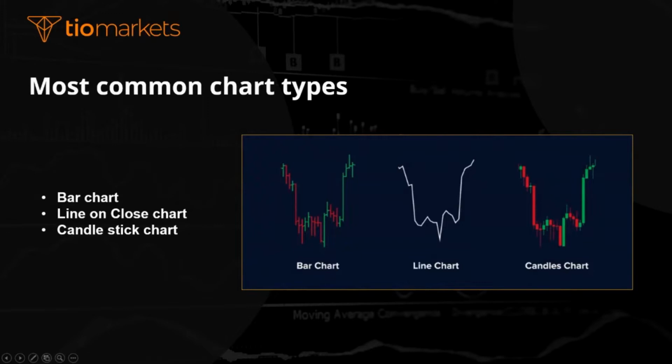Now, the most common chart types are bar chart, line chart, and candlesticks. So basically, they all record roughly the same things. Line chart, or line on close, records only the closing prices. And then you have a bar chart where the closing prices are marked with these little horizontal bars on the right-hand side of the vertical bar. And on the left-hand side, there's a little horizontal bar that signifies the opening price. So the open and close.